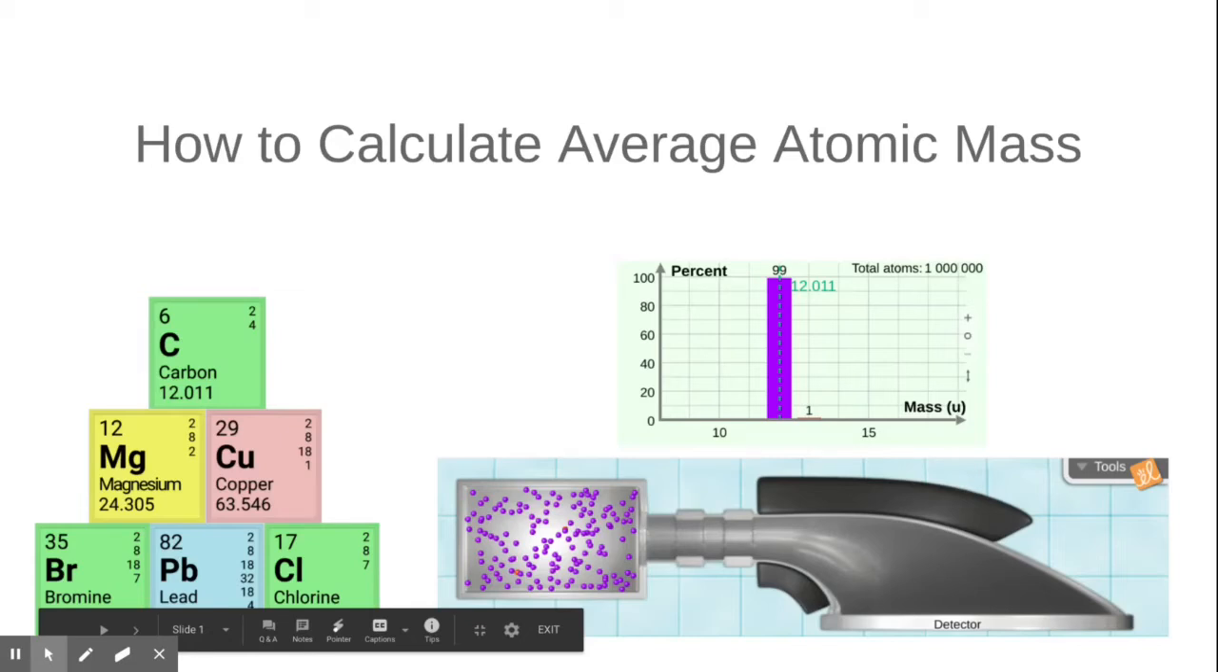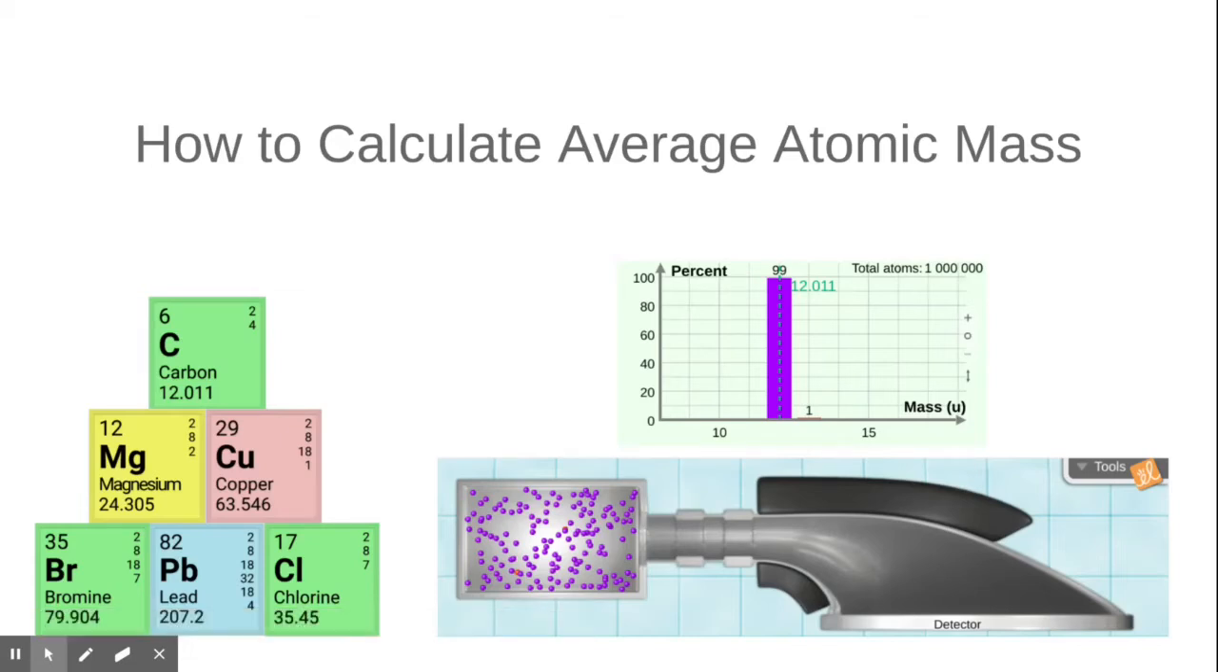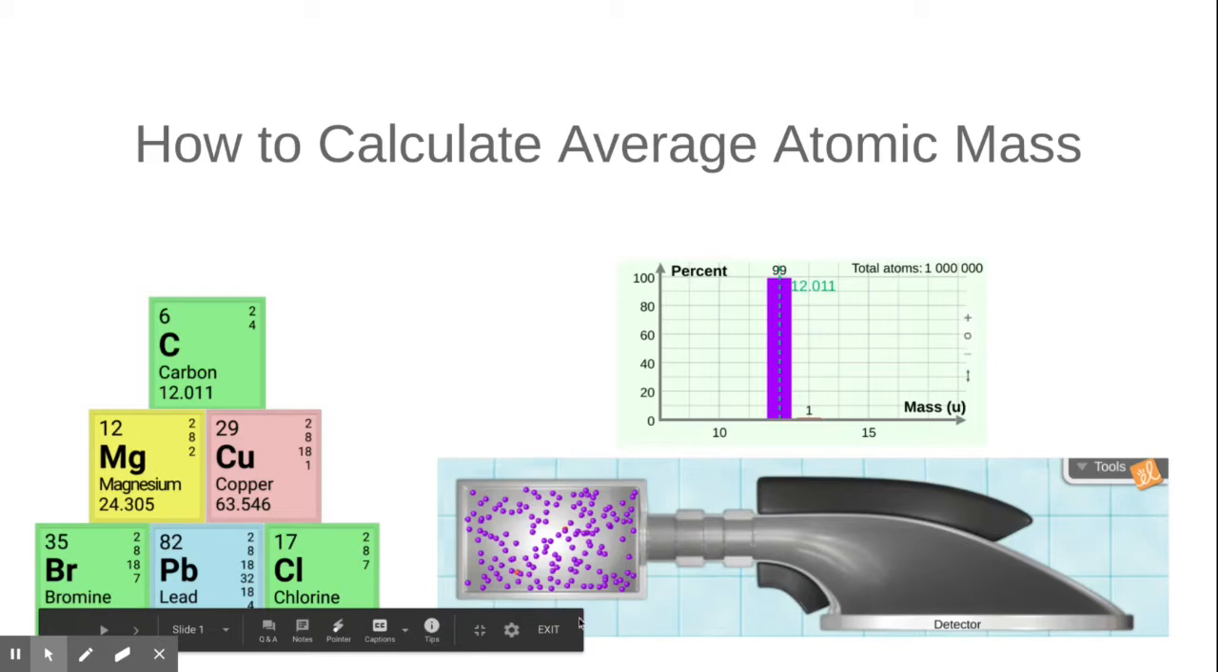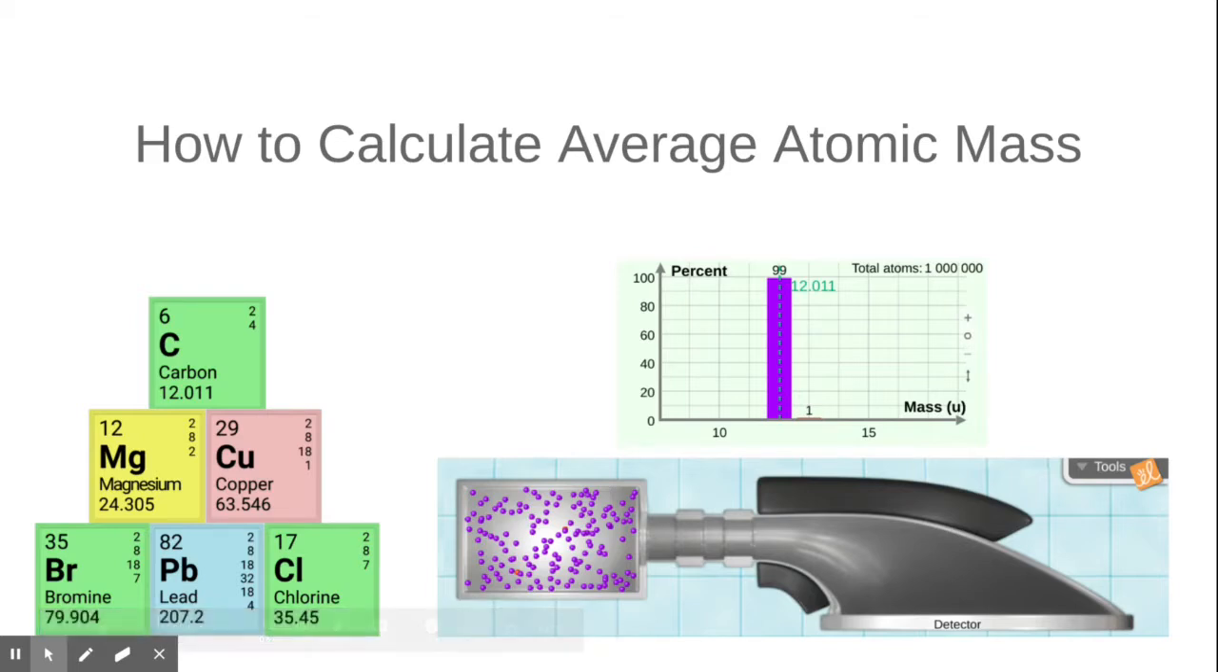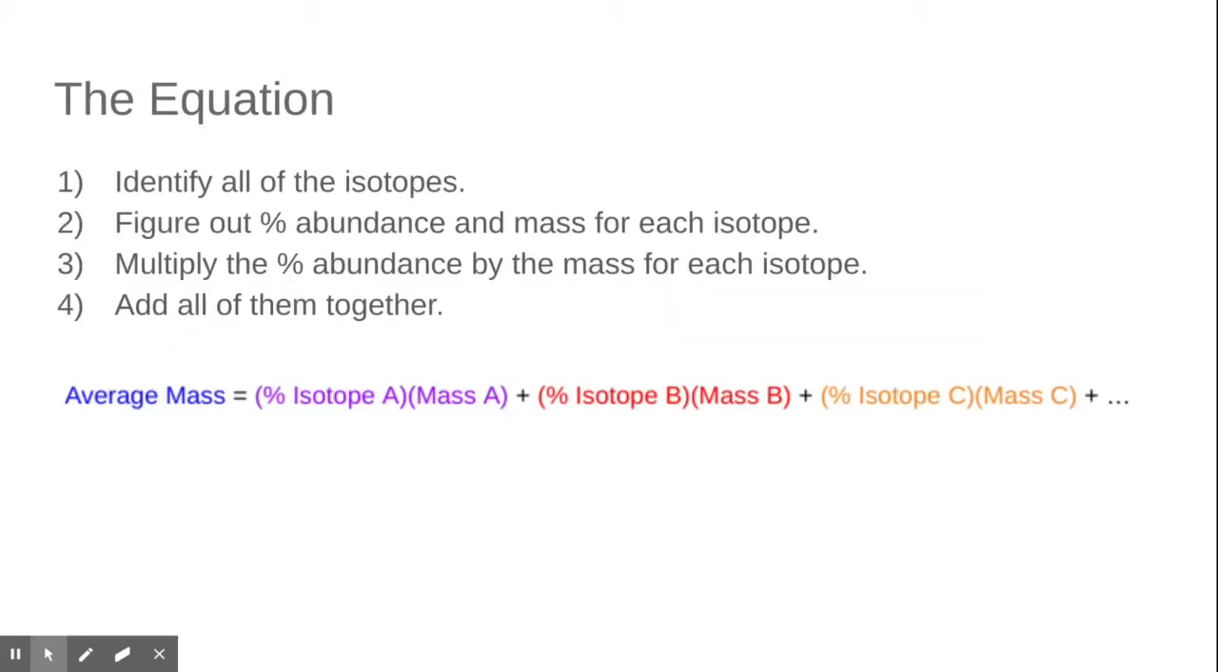In this video, you'll learn how to calculate the average atomic mass for an element. These are the masses found on the periodic table. For carbon, it's 12.011. For magnesium, it's 24.305. Scientists use a device called a mass spectrometer to figure out these averages. We'll use a computer simulation to figure out how these averages are measured. We'll also go through how to use the equation below.